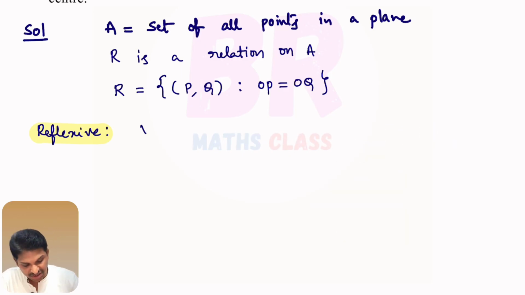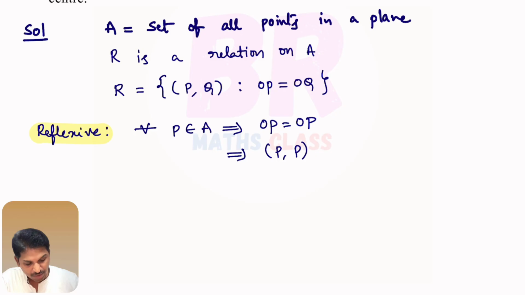How to write this relation? For any point P belongs to A implies OP is same as OP. This tells you that the ordered pair P comma P belongs to the relation. Therefore, R is a reflexive relation.